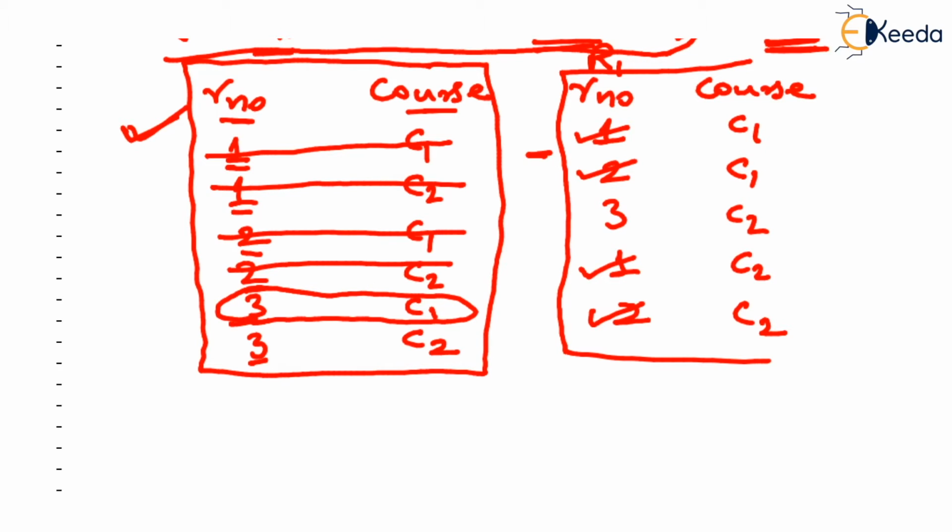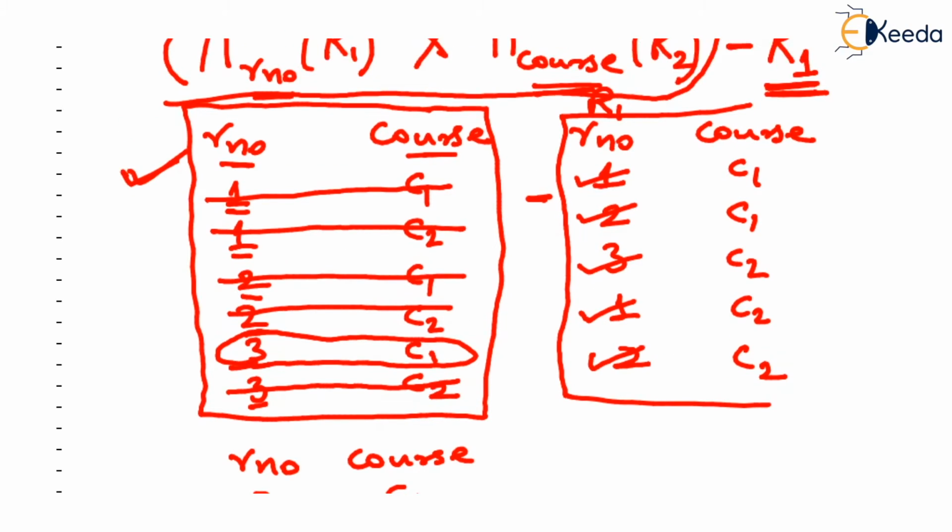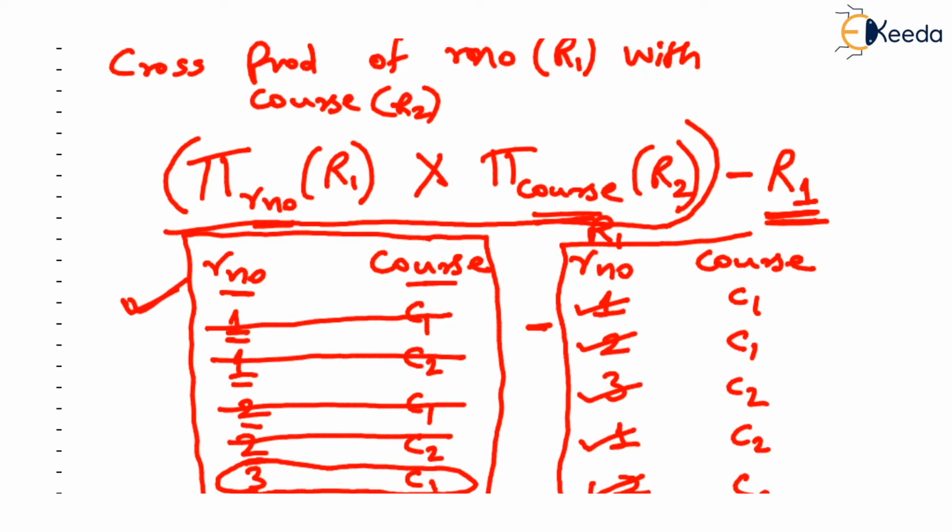So I am writing the result over here of the subtraction. It will contain roll number and course, correct? And it will contain 3C1. But 3C2 won't be selected because it is there in the left hand side table and right hand side table. So by the way, in our extended operation, cross product followed by subtraction with R1 has yielded us this result.